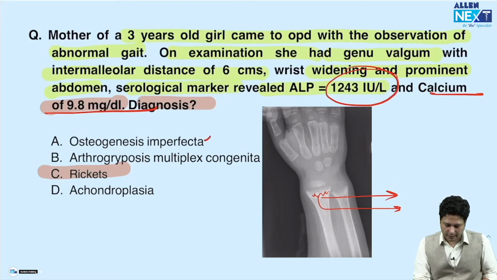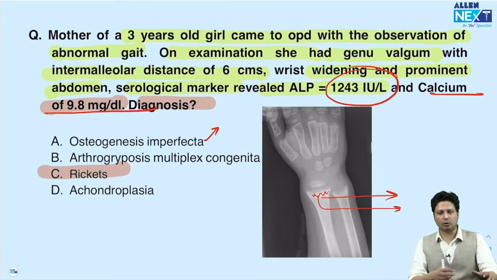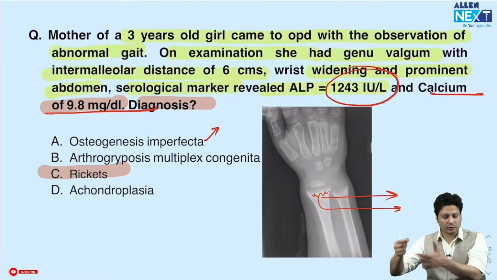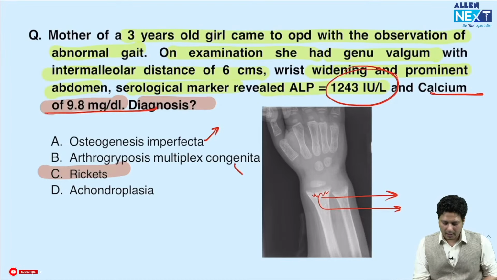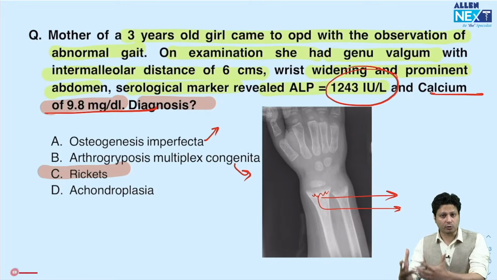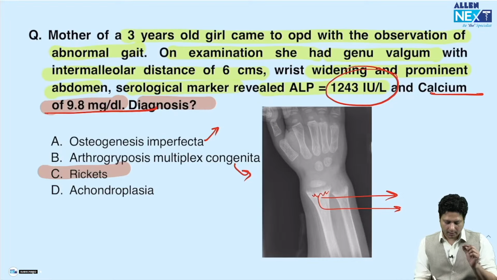Osteogenesis imperfecta is something which you already know: blue sclera will be there, callus formation will be there, all the other features are going to be presented. Arthrogryposis multiplex congenita, multiple joints are going to be fused with abnormalities in the movement.